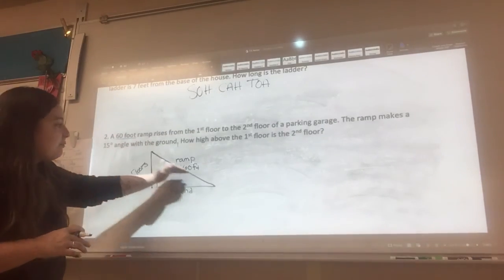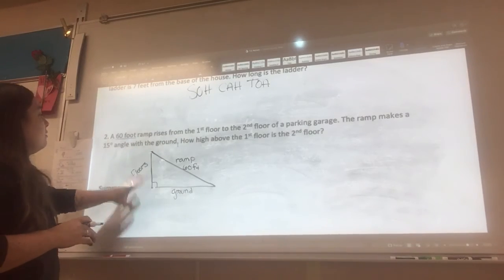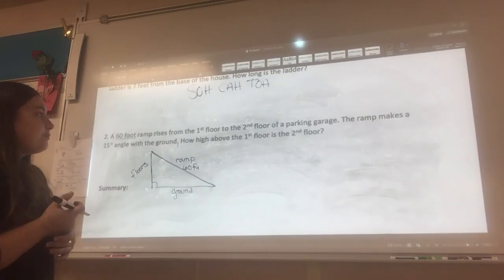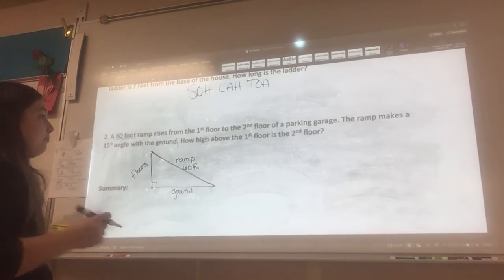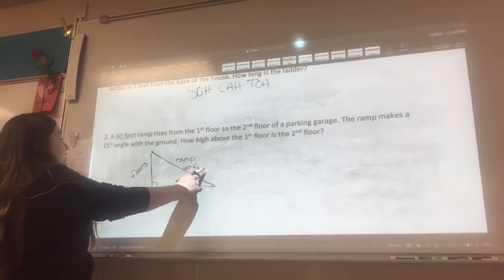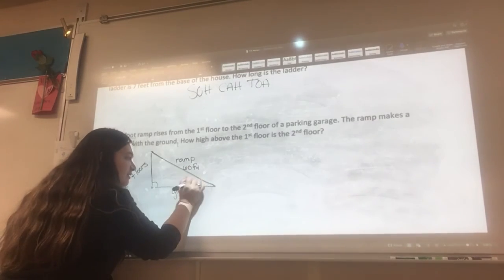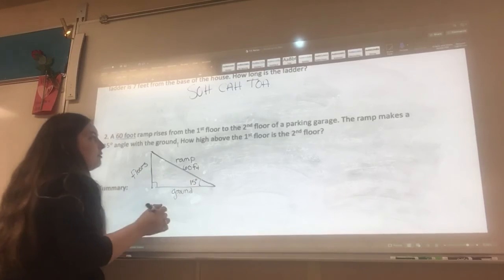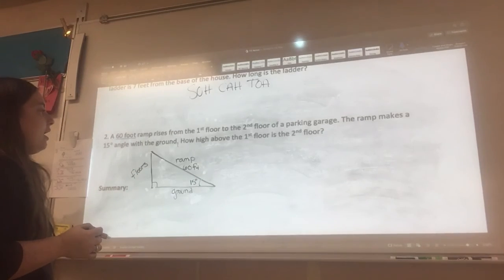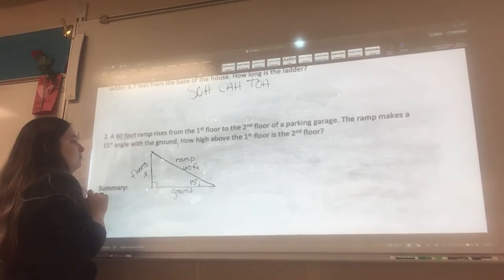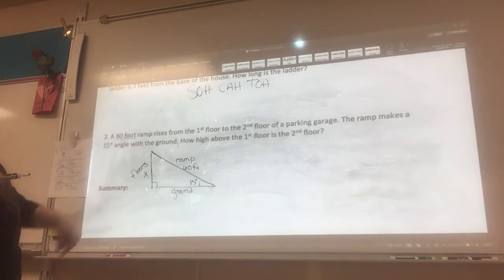Okay, so that means our ramp is our hypotenuse that moves. We have floors, which is our height, and then ground, which is always the same. So the ramp makes a 15-degree angle with the ground. Okay, so ramp between ground means this is 15 degrees. And we want to know how high above the first floor is the second floor. Okay, so how high are our floors?